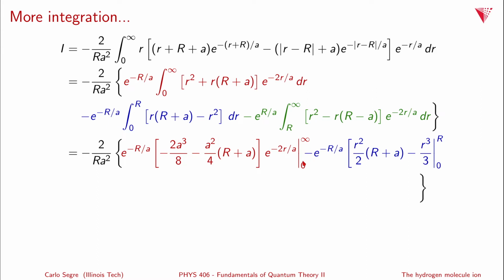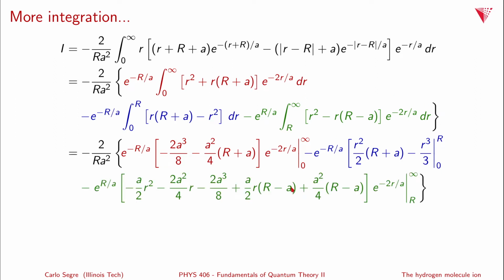In the blue integral, again we have the limits are 0 to capital R, and we can do this again by integration by parts, the appropriate number of times, twice here and once here. And you get minus e to the minus capital R over a times r squared over 2 times capital R plus a minus r cubed over 3 evaluated from 0 to capital R. And then you have this final term here, which again, you can do by integration by parts. And this gives you a few terms.